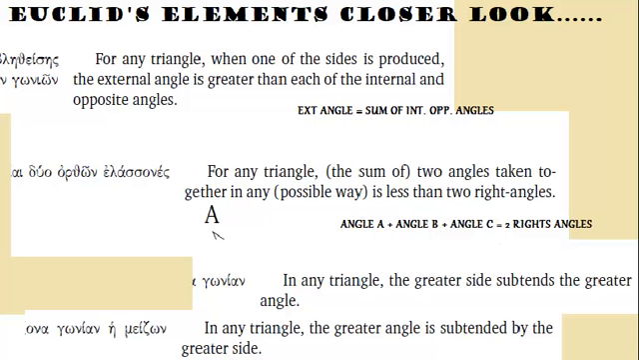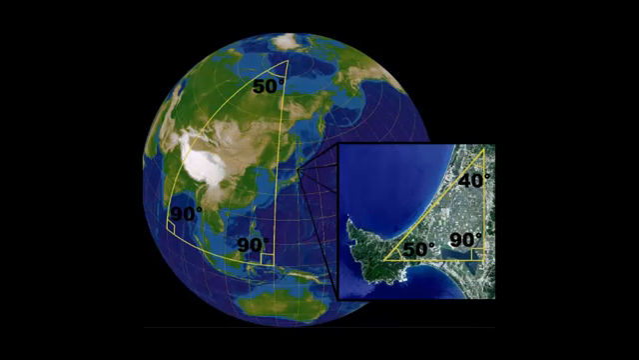Or for that matter, the sum of two angles taken together in any possible way is less than two right angles. And again, we derived it as angle A plus angle B plus angle C is equal to 180 degrees. In any triangle, the greater side subtends the greater angle, and so on. So many of them. The idea is that non-Euclidean geometry is an extension of Euclid's geometry. Let's learn it the original way, the original proof of the angle sum property.